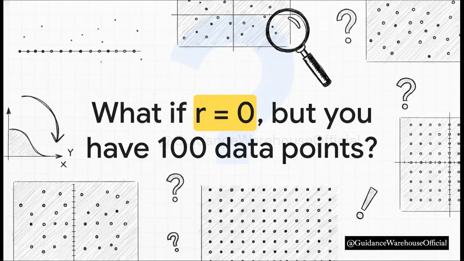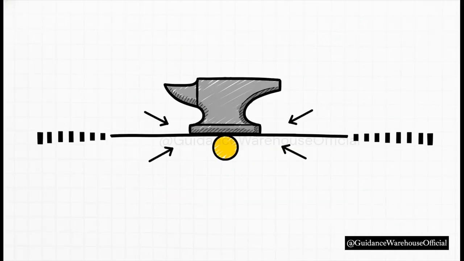Time for a quick retention check. What if you calculate your sample correlation R and it comes out to exactly 0? But you have a massive sample size of 100 data points. What do you think happens? Is it suddenly significant just because of the large sample? The answer is that a correlation of exactly 0 is literally never significant. No matter how massive your degrees of freedom are, an R of 0 will always be trapped right smack in the middle between the negative and positive critical values. A 0 correlation just means there is absolutely no linear relationship to model whatsoever.